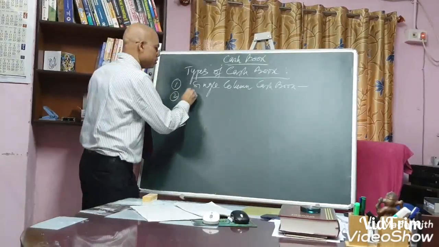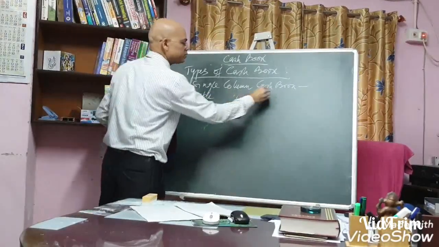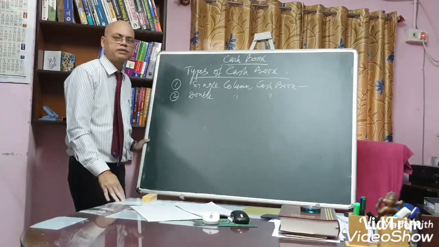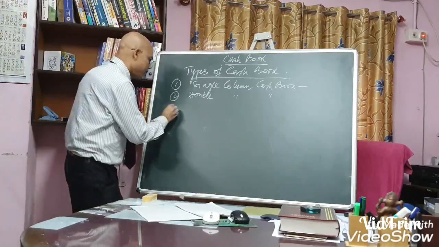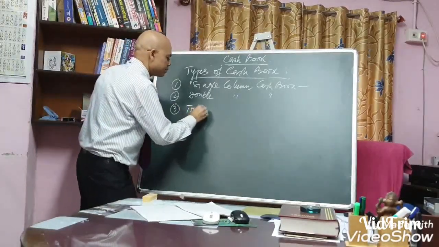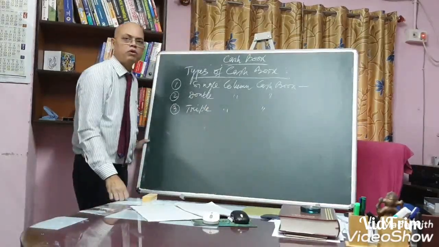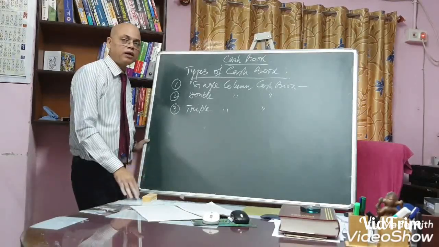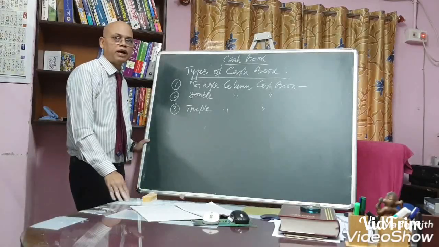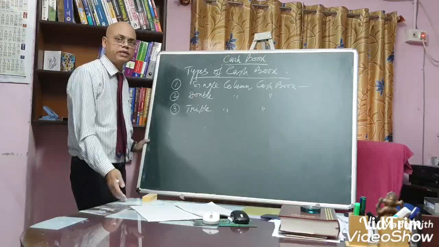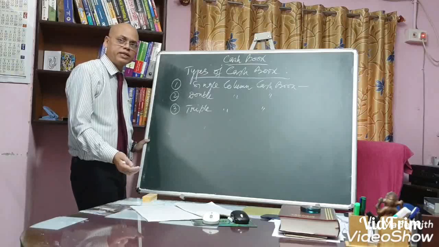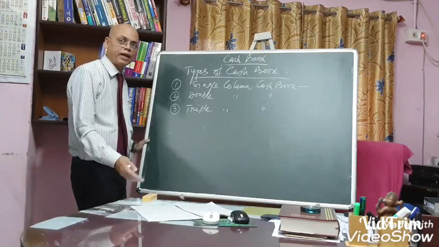Number 2, double column cash book, where two columns we maintain on both sides, that is cash column and bank column. Number 3, triple column cash book, where on both sides 3 columns we maintain, one for cash, one for bank, and another for discount on both sides, either for discount allowed or for discount received. When we make payment, we get discount, and when we receive payments from our customers, we allow discount.